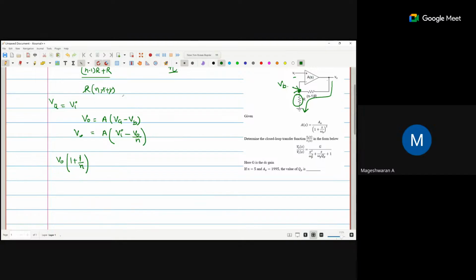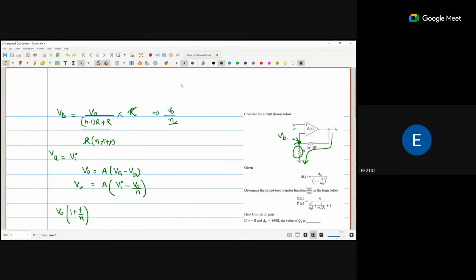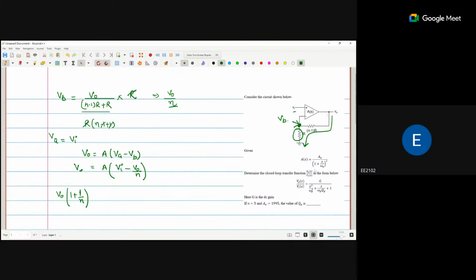Sir, is it an ideal op amp or non-ideal op amp? Non-ideal op amp. A(s) is mentioned, isn't it? Yes, sir. A(s) means the gain is dependent on s, and s is simply j omega. So if the gain is dependent on omega, that means this is a non-ideal op amp. If you see the A(s) value, A(s) is A naught upon 1 plus s upon omega naught, so it is dependent on the frequency. That means it is a non-ideal op amp.